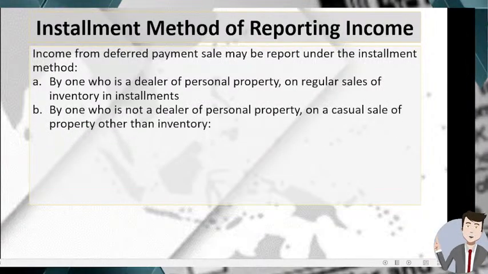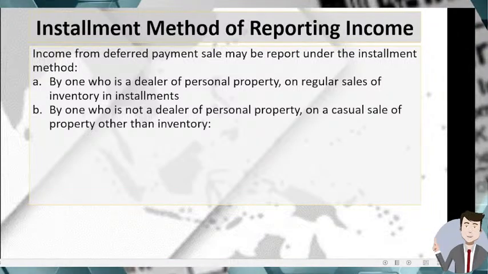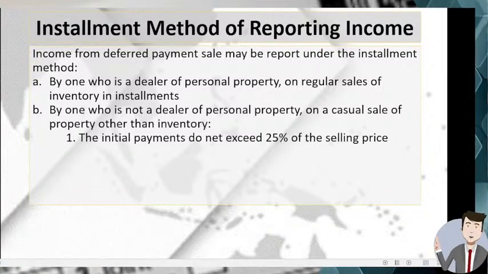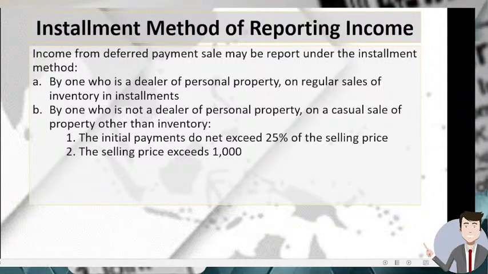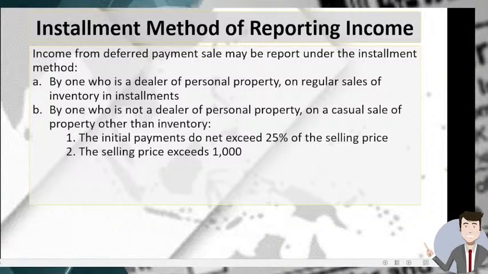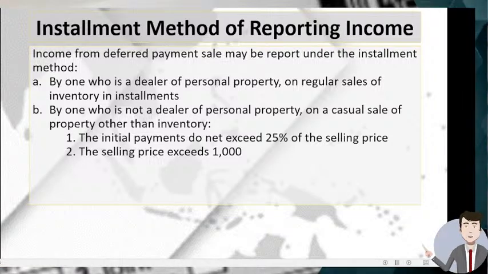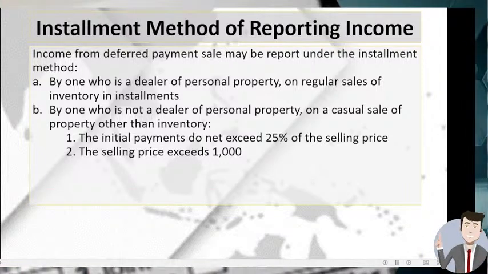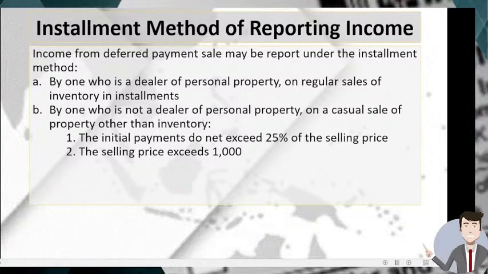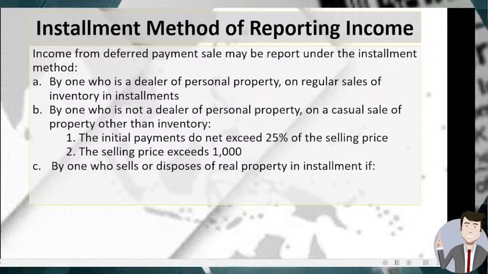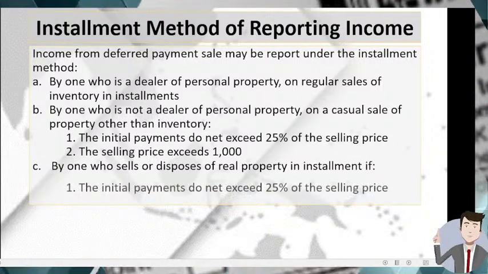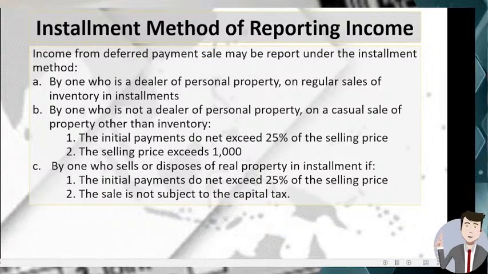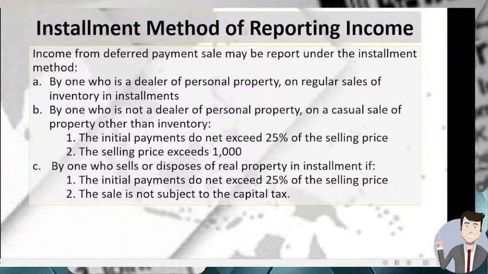Then second, by one who is not a dealer of property, on a casual sale of property other than an inventory, provided that the initial payment should not exceed 25% of the selling price. Of course, the selling price should not exceed 1,000 pesos, because 1,000 and below can be considered immaterial in reporting income. Obviously, you will no longer need to extend the reporting of income up to the next period since the amount is just immaterial. Okay, so letter C, by one who sells or disposes of real property in installment if the installment payments do not exceed 25% of the selling price and the sale is not subject to capital gains tax. Take note, the sale is not subject to capital gains tax.